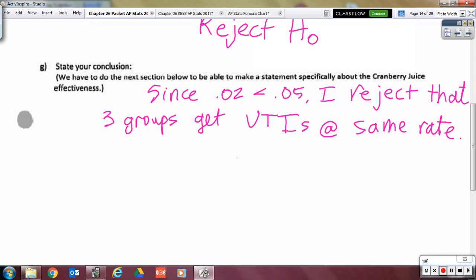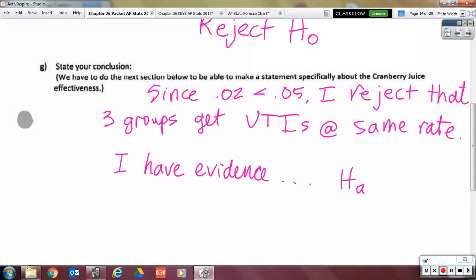Now, if this were a test or an AP exam, you'd want to be very thorough and say, I have evidence that, and then put whatever your HA says. You know that they are doing things at a different rate. They're getting UTIs, okay? But it's really kind of redundant.